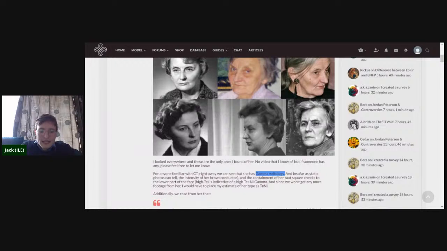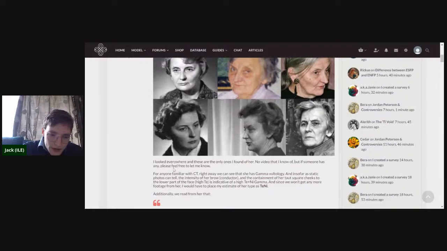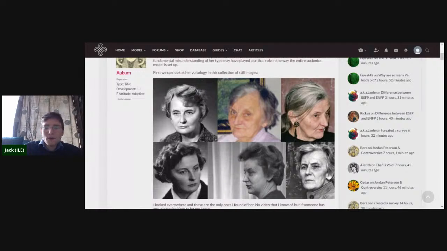And now he says, insofar as static photos can tell, the intensity of her brow, right, and the containment of her taut, square cheeks to the lower part of her face is indicative of an TENI gamma. So his version of an LIE would have these taut cheeks, in other words. And since you won't get any more footage from her, I would have to place my estimate of her type as LIE.